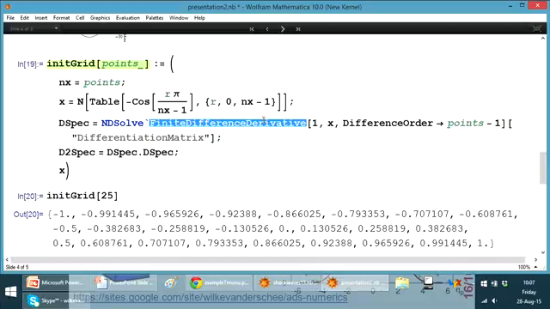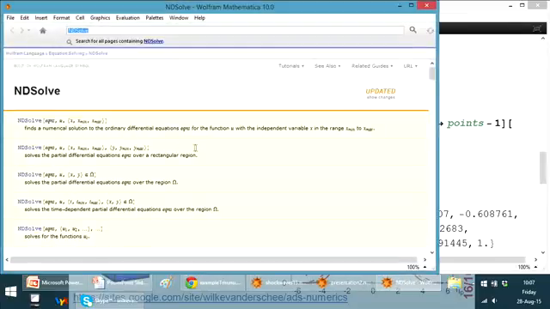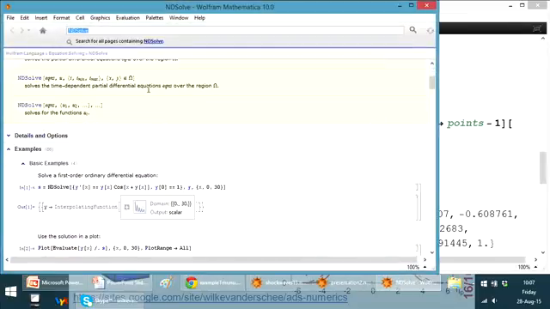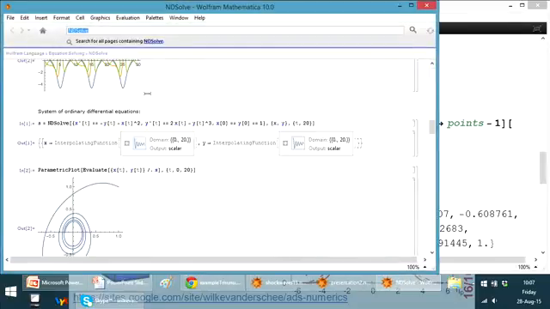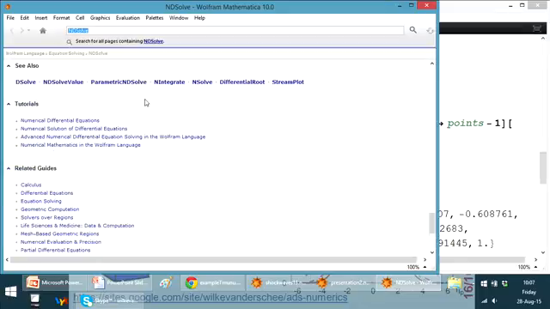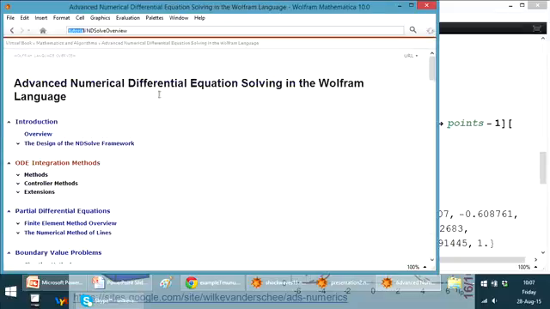Now, one other thing I wanted to show you is that you might not know this command, and I didn't know it myself to some extent, but I learned it by looking at the NDSolve tutorial, which I recommend to you if you want to do any kind of numerics or differential equations. I found it a super useful tutorial. If you go to NDSolve, there are these tutorials, and this one I think is the advanced numerical differential equation solving in Wolfram Mathematica.